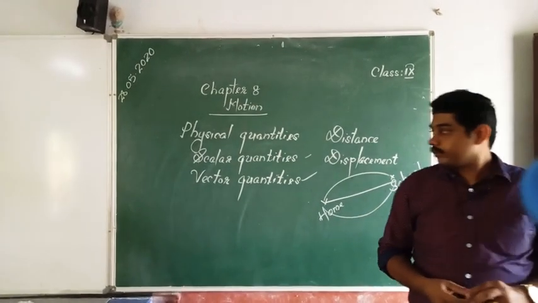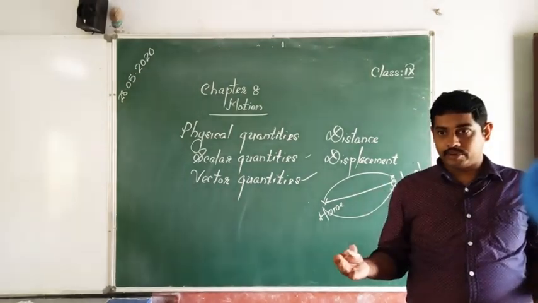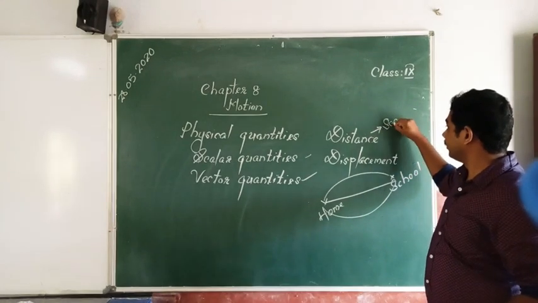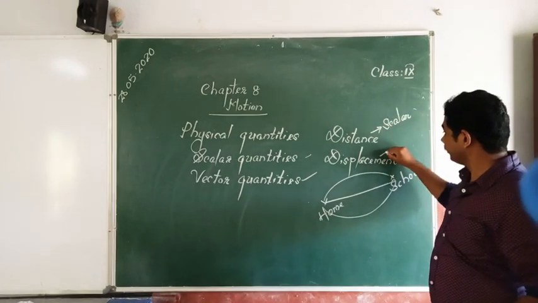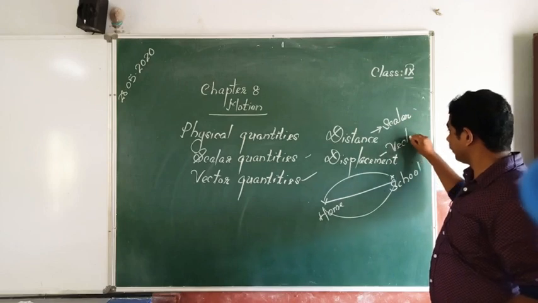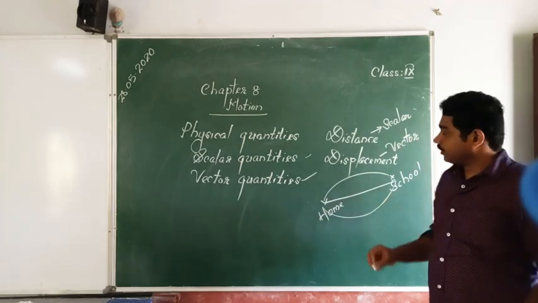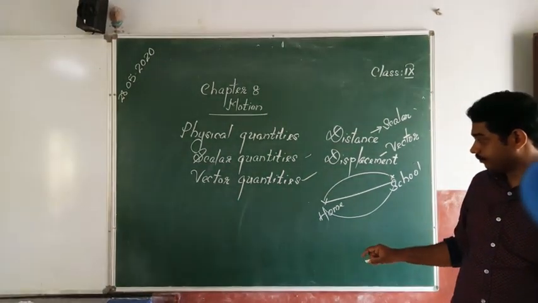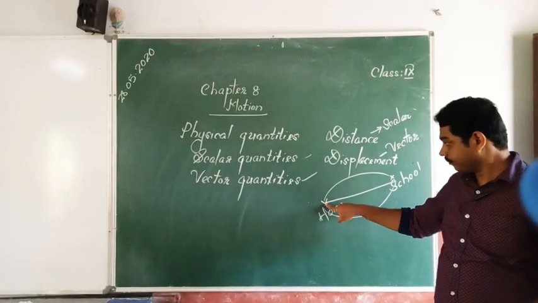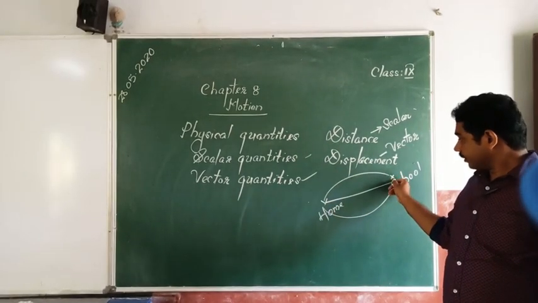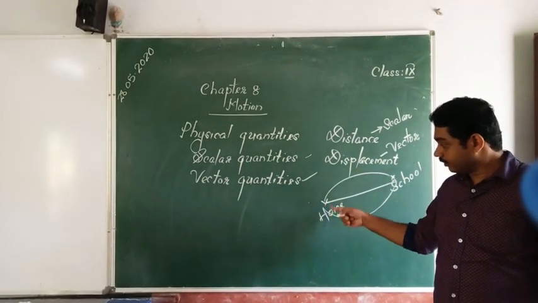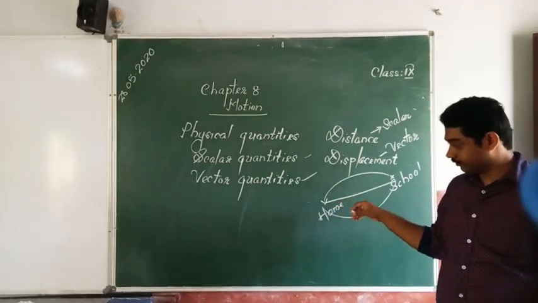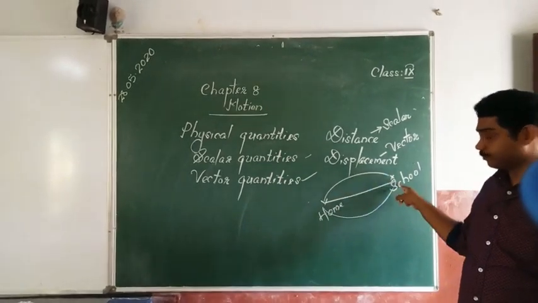Distance is a scalar quantity and displacement is a vector quantity. Distance is always positive, but displacement can be zero also. Suppose you are coming from home to school and then coming back to home. Then the initial position and final position are the same, so displacement is zero, but distance is always positive.